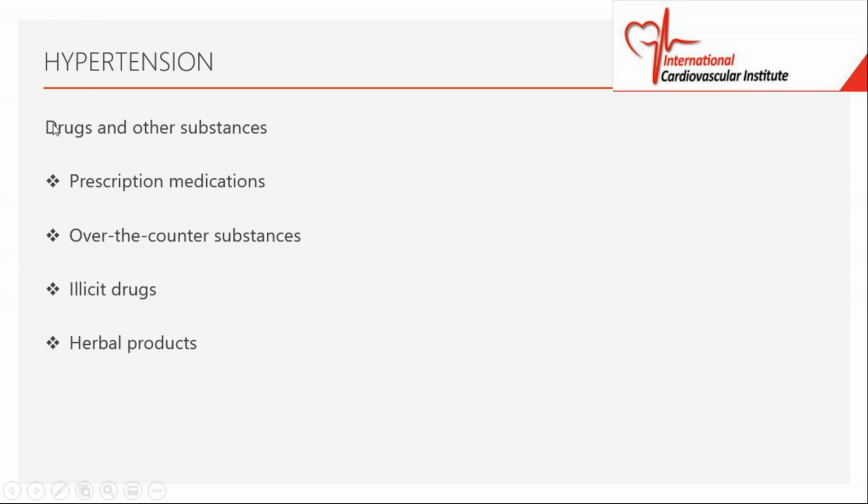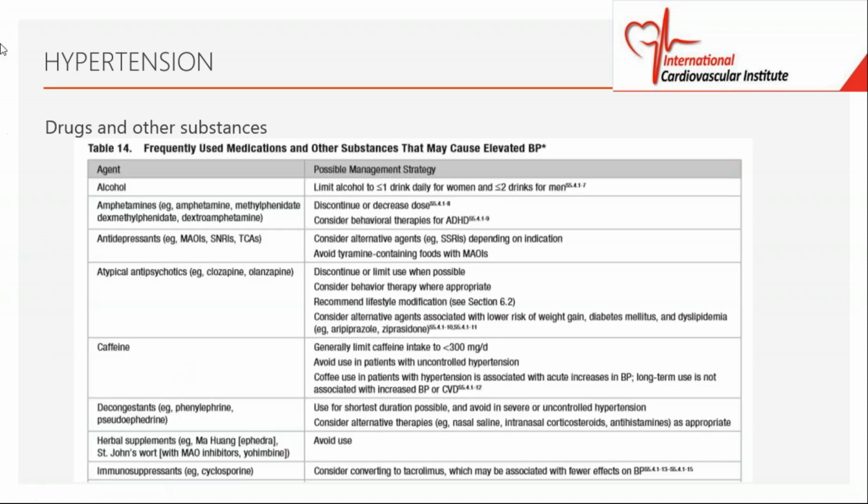So when the patient comes to the office, find out what they're taking, even if it's over the counter herbal, because a lot of these things can elevate the blood pressure. Even if it's prescription medicine, find out what they're taking, the over the counter stuff, illicit drugs, a lot of illicit drugs and herbal products. So there's a lot of stuff, illegal and herbal, that can elevate the blood pressure.